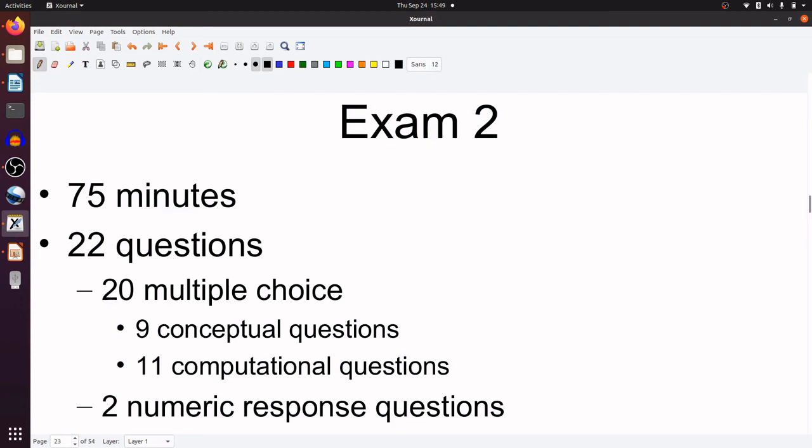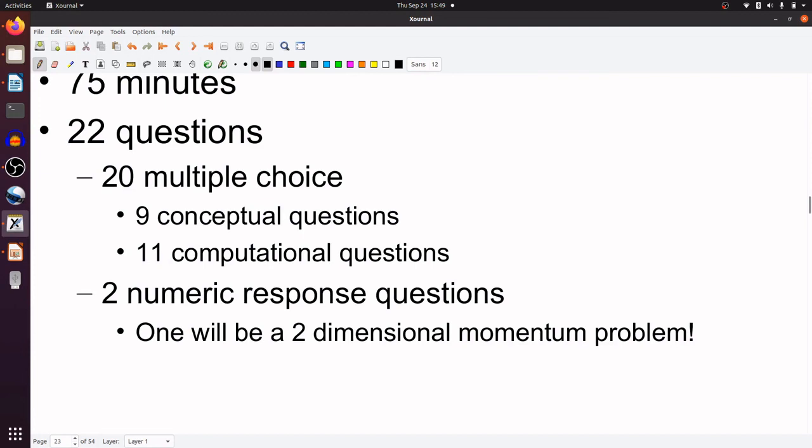The others, 11, will be computational. I figured out how to create my own test questions and put them in here this time, because I didn't have the time to figure that out before the first test. So you're going to have 2 numeric response questions, where you're going to have to type in an answer with the units. Of those, I guarantee you one will be a 2-dimensional momentum problem, so make sure you know how to do those, because that is going to be on the test. I won't say what the other one is, but if you do the written homework and you understand it, then the other one shouldn't be that bad.